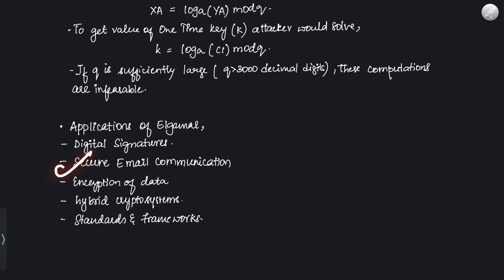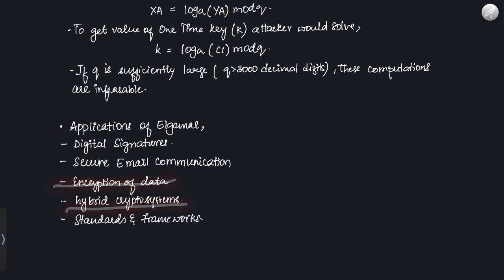Next, we have secure email communication. ElGamal is used in the Secure Multipurpose Internet Mail Extension (S/MIME) standard, which provides end-to-end encryption for email communication, for email transactions. It protects the email content from being modified or changed by an attacker or a third person. It provides authentication, where again digital signatures are used. Then general encryption and decryption of data is also done.